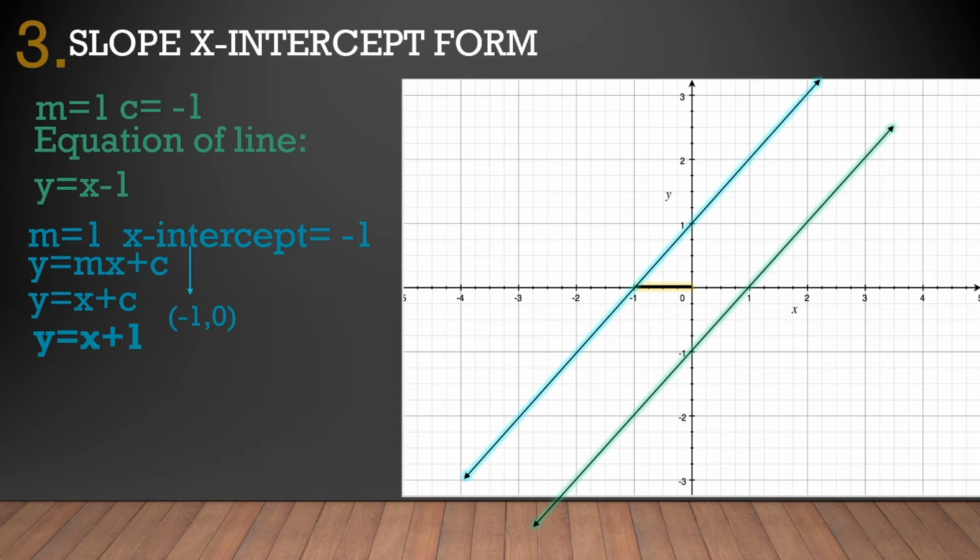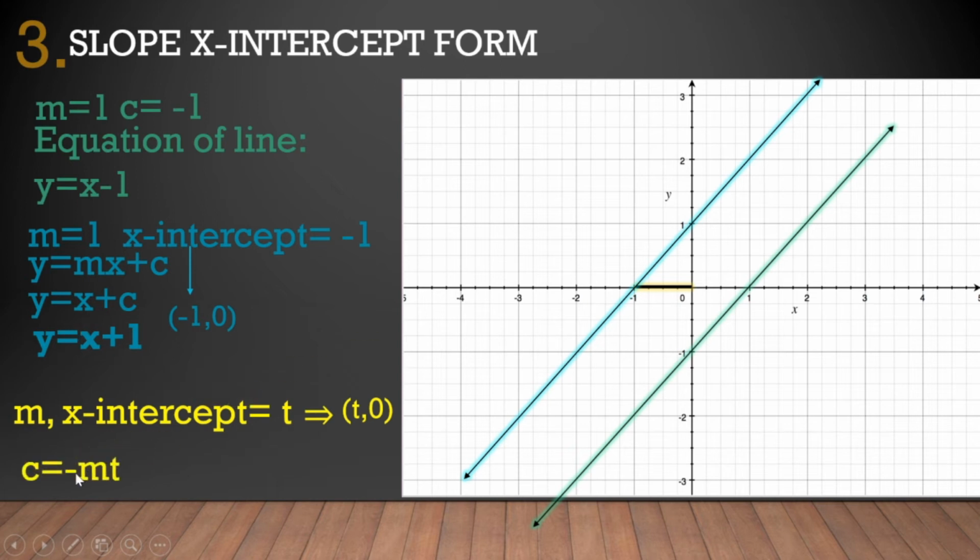Now, because we have to find the slope x-intercept form, we need an equation in general format. So let's work it out in general format. Suppose the slope is given as m and the x-intercept as t. Then we repeat the same procedure. We substitute the slope as m and the intercept as t, which means the point (t, 0) lies on the line, and you'll get c as -mt if you substitute it here.